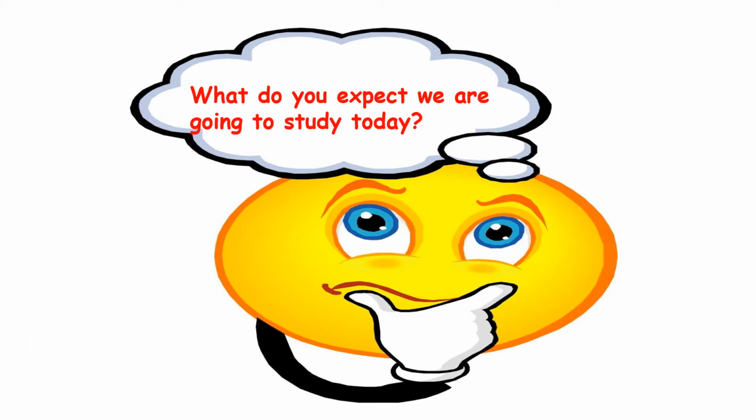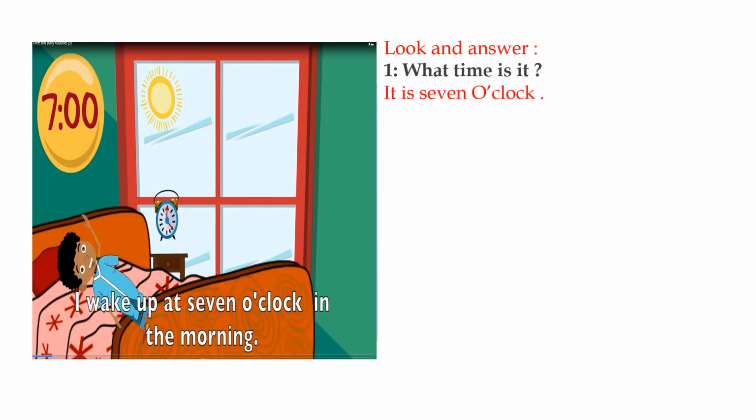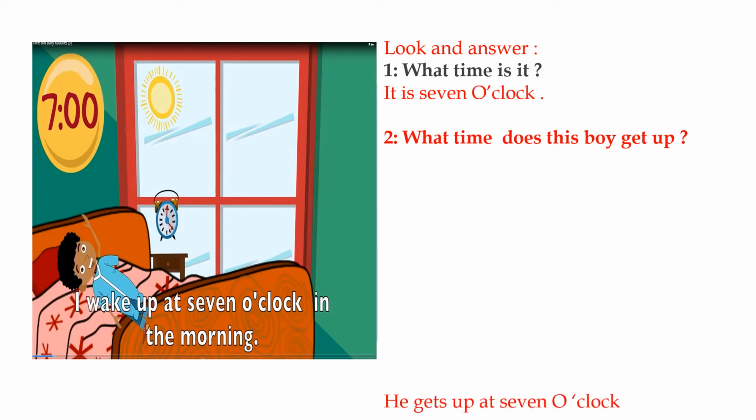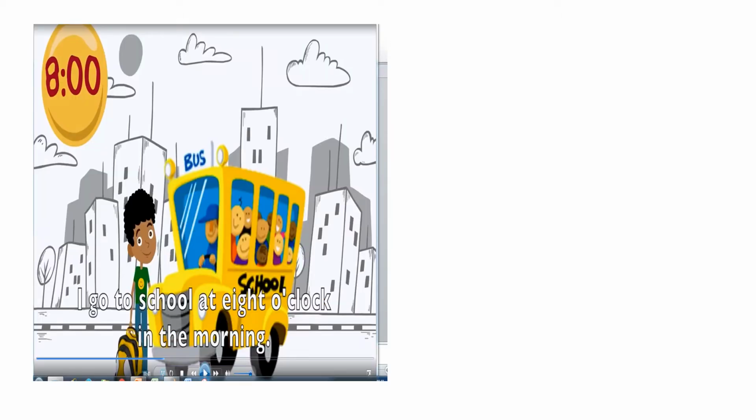introductory commentary. Look at the pictures and try to answer the following question. What time is it? It's 7 o'clock. What time does this boy get up? He gets up at 7 o'clock. What time do you get up every day? I get up at 5 to perform dawn prayer. I'm a Muslim.